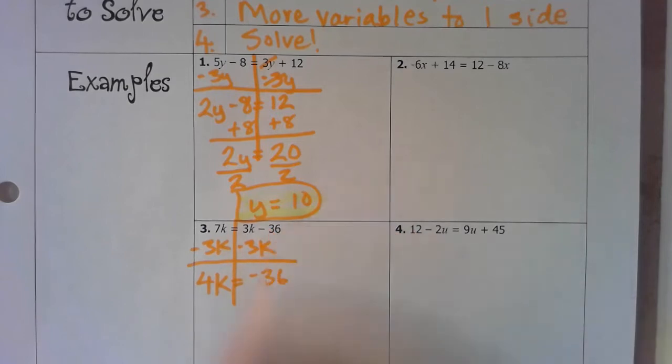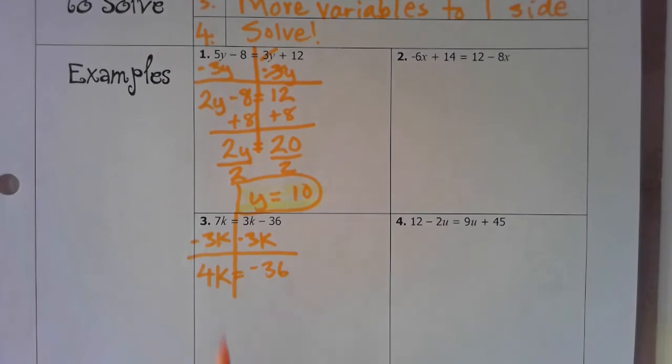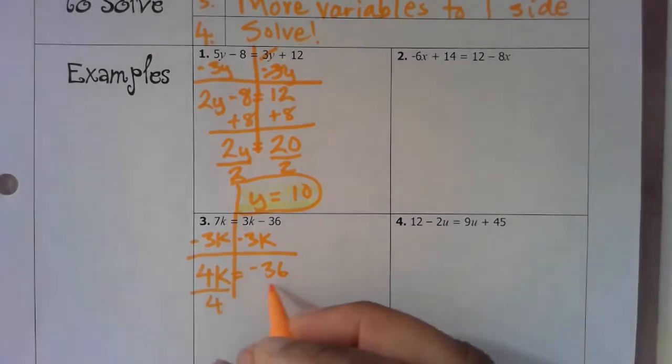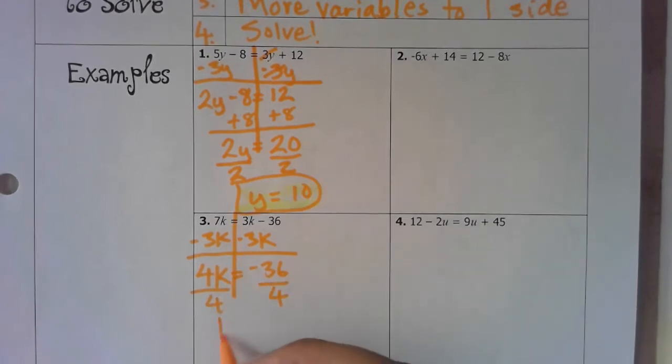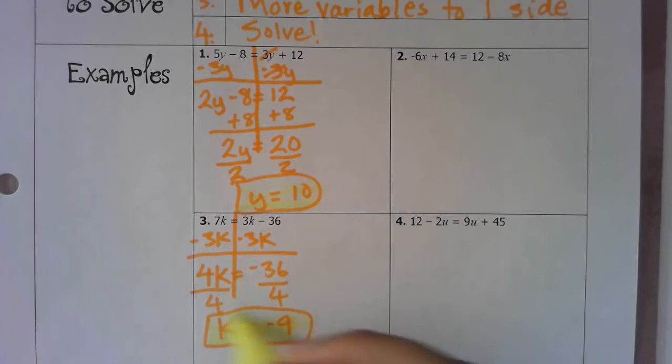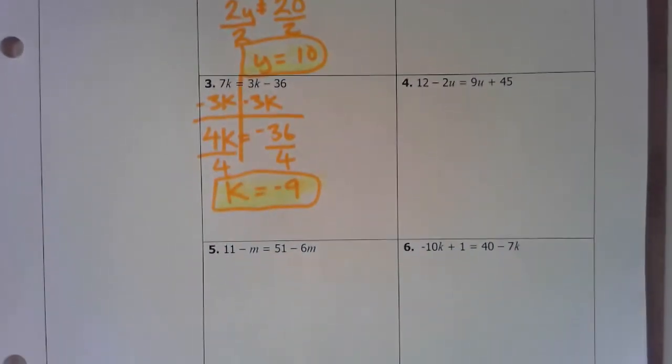Don't forget to bring down that sign. It really matters here. And then once again, like with the previous problem, I have 4 times k, so I'll take the inverse and divide by 4. And so I have k equals negative 9. All right, and then I'm going to go ahead and highlight my answer here. It equals negative 9. All right, and then the last example on this page here, I have number 5 here.